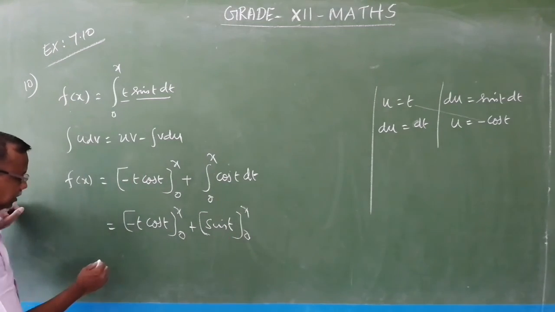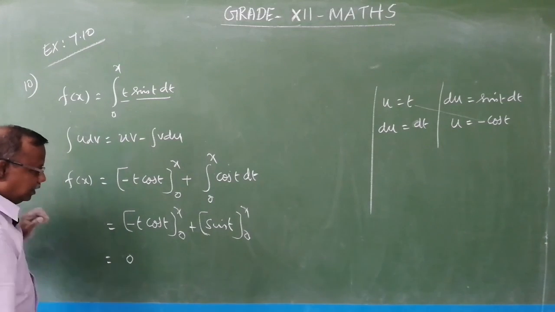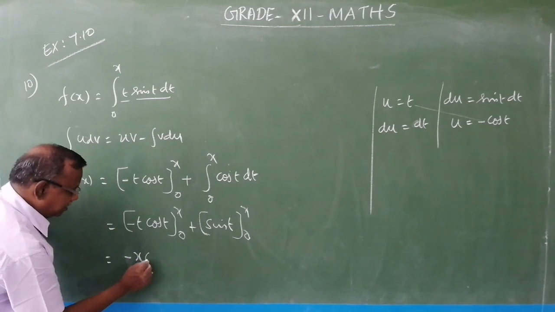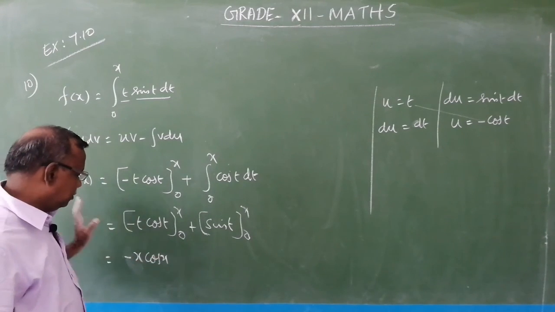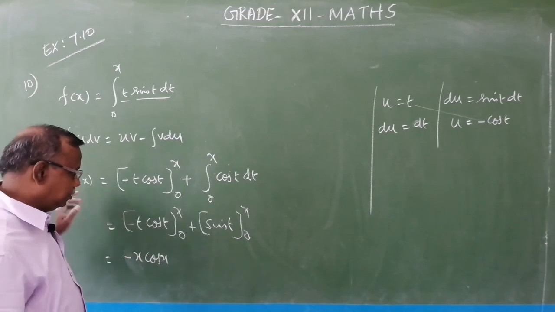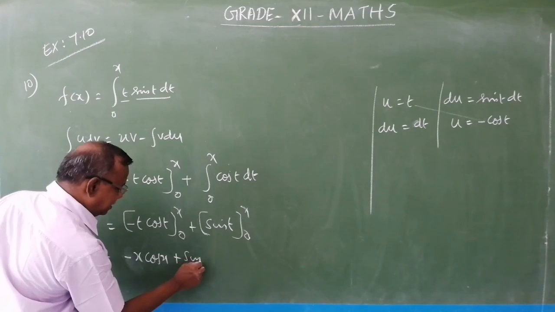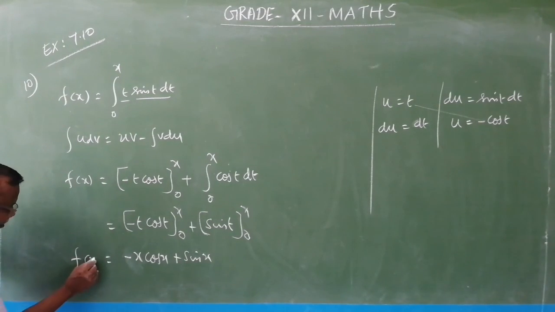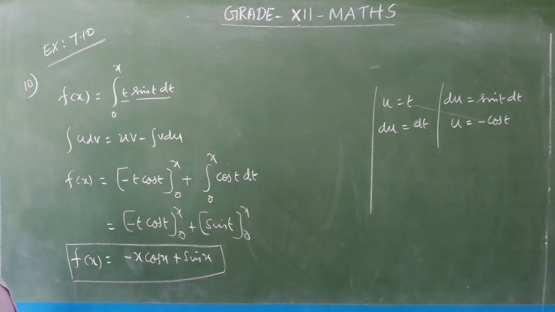Now here the upper limit t means x, minus x cos x, and the lower limit is 0, everything 0. Plus, here the upper limit is x, that is sin x, and the lower limit is 0. So this is what f of x is. So f of x equal to minus x cos x plus sin x.